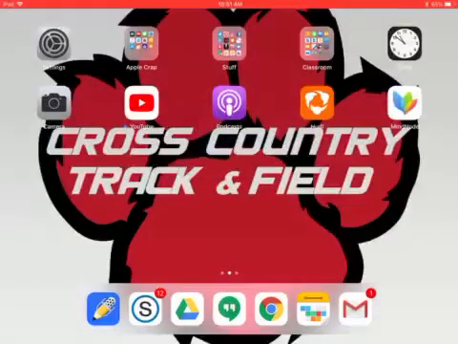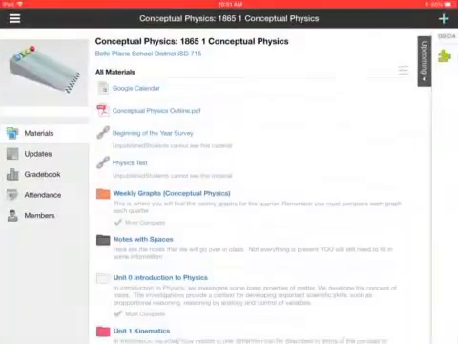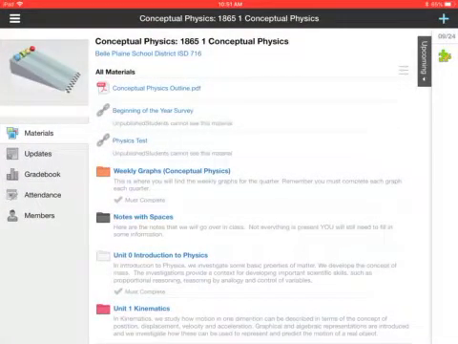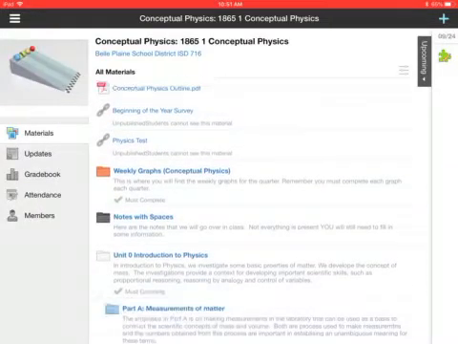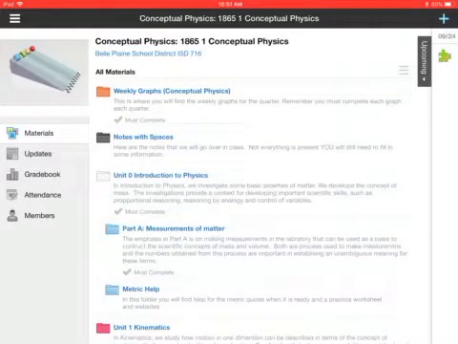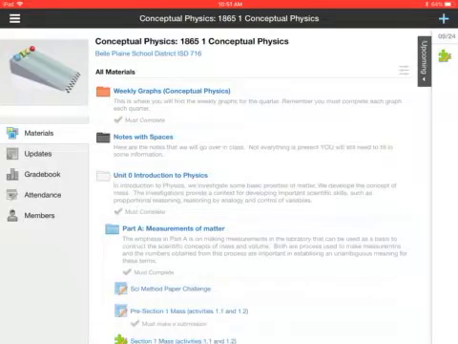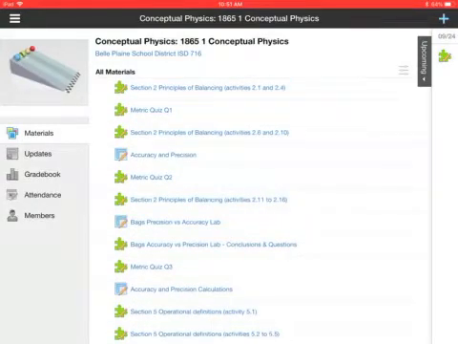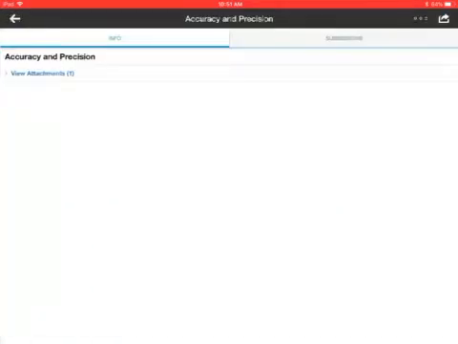So today you're going to be doing a lab or activity that requires you to go into your Schoology. In Schoology, you'll go into Unit 0, Introduction to Physics, Part A, Measurements of Matter. From there, you're going to find the accuracy and precision. That is the one below Section 2, Principles of Balancing, Activities 2.6 and 2.10. Click on Accuracy and Precision.